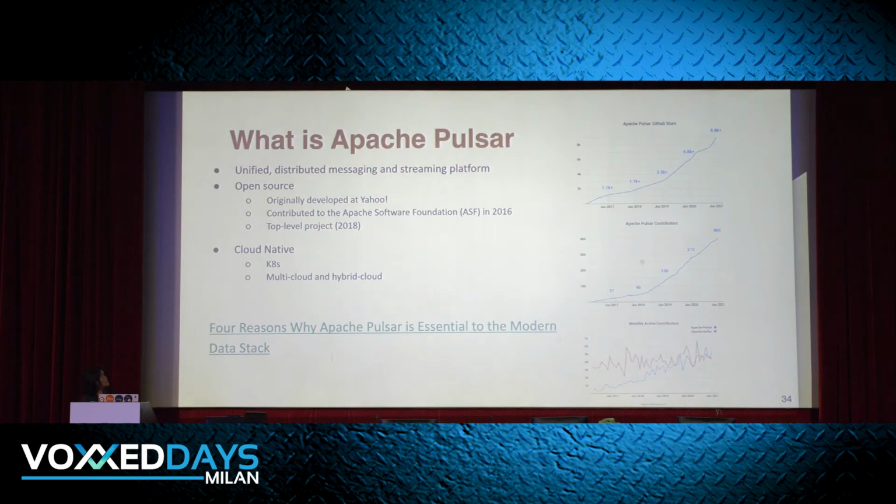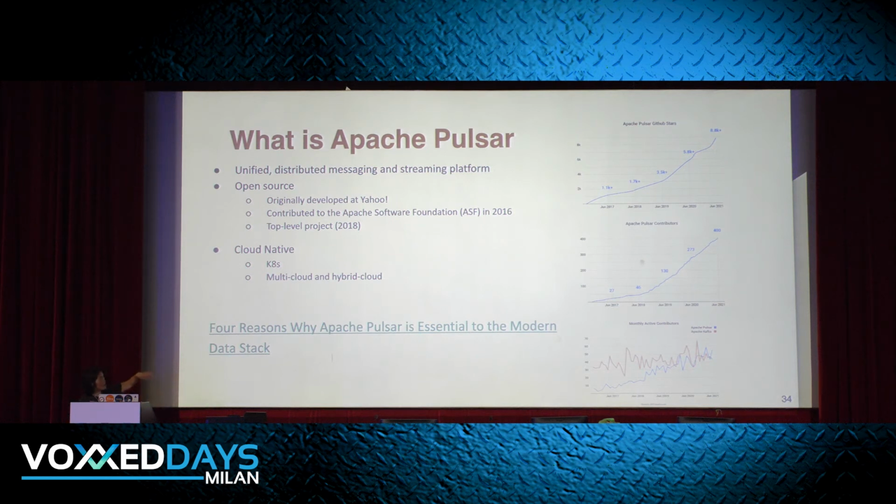Okay, so this is just a slide. Again, what is Apache Pulsar? If I sum up, it would be called a unified distributed messaging and streaming platform. And it's open source, and it's also very cloud native ready. And I have a couple of slides discussing some of the advantages of using Pulsar.